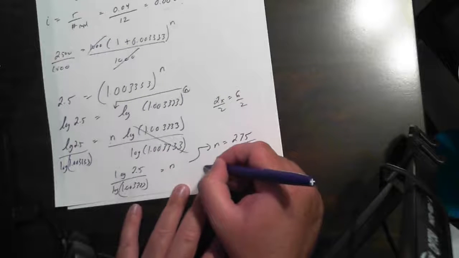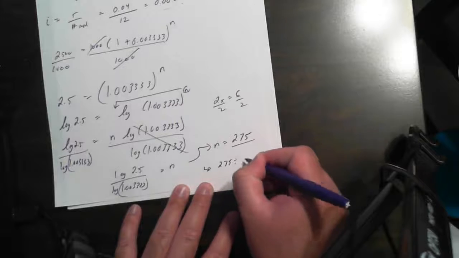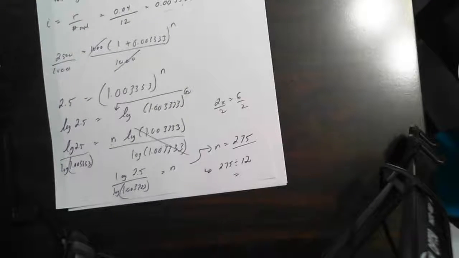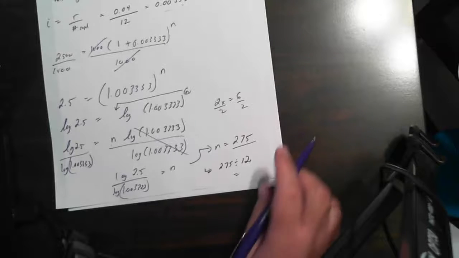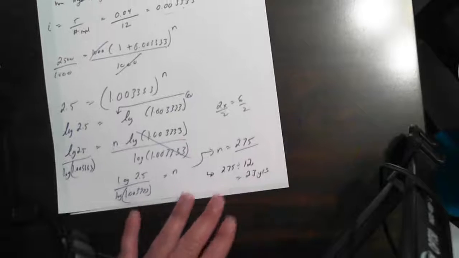Okay? So if you wanted to convert that to years, I would just take the 275 and divide by how many months are in a year. Which of course is 12. So I would just take 275 and divide it by 12. So then that comes out to be about 23 years. Okay?